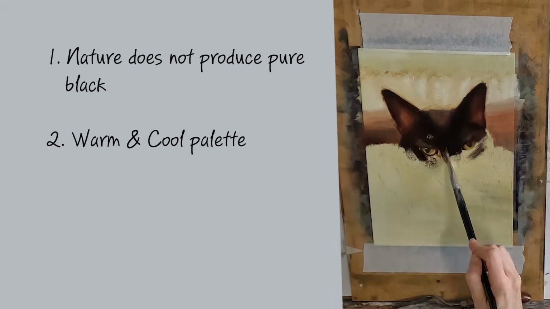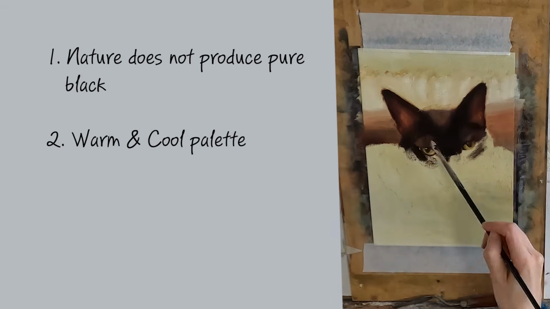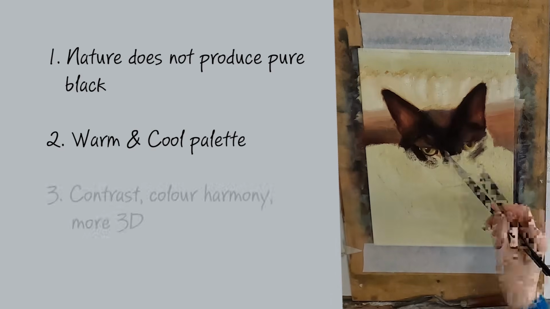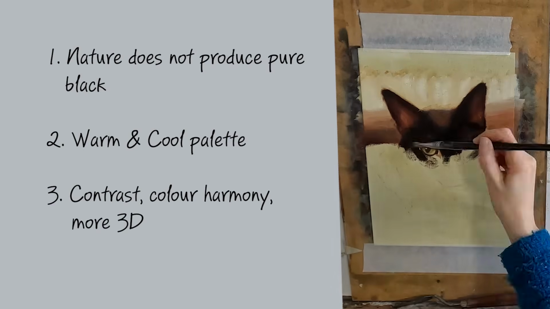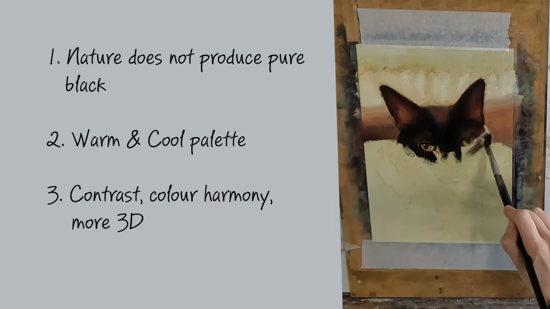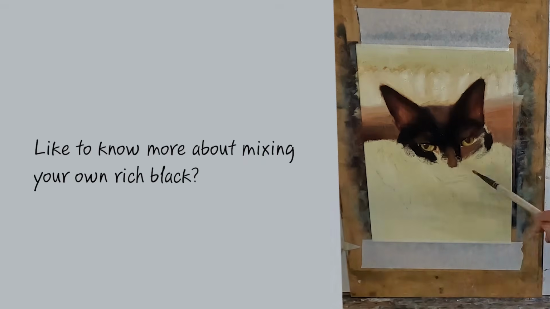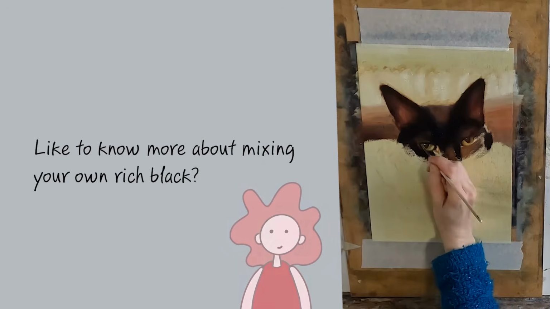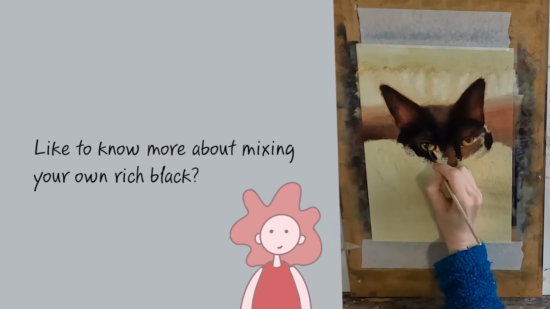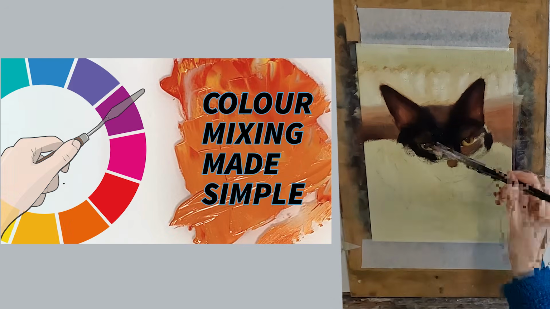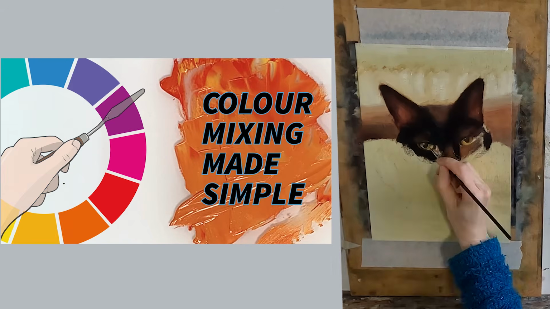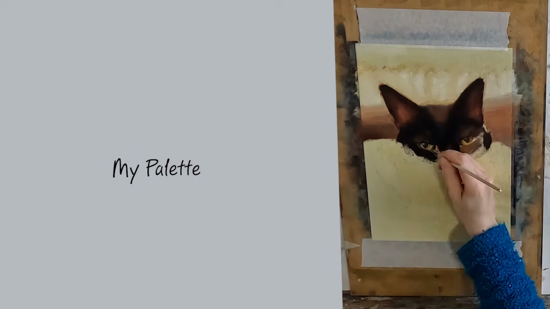For a painting to be successful, it must have a balance of warm and cool temperatures within it. Thirdly, rich blacks can enhance contrast, maintain colour harmony, and make the painting feel more three-dimensional. There are quite a few combinations of mixes that you can use to make a rich black. If you would like to know more about these different mixes, have a look at this video on my channel. But for now, let's have a look at my palette.